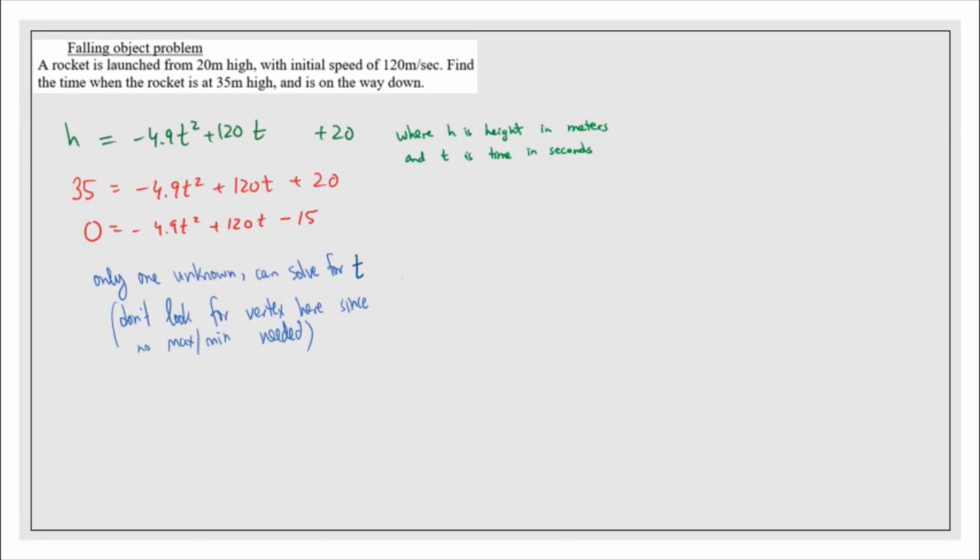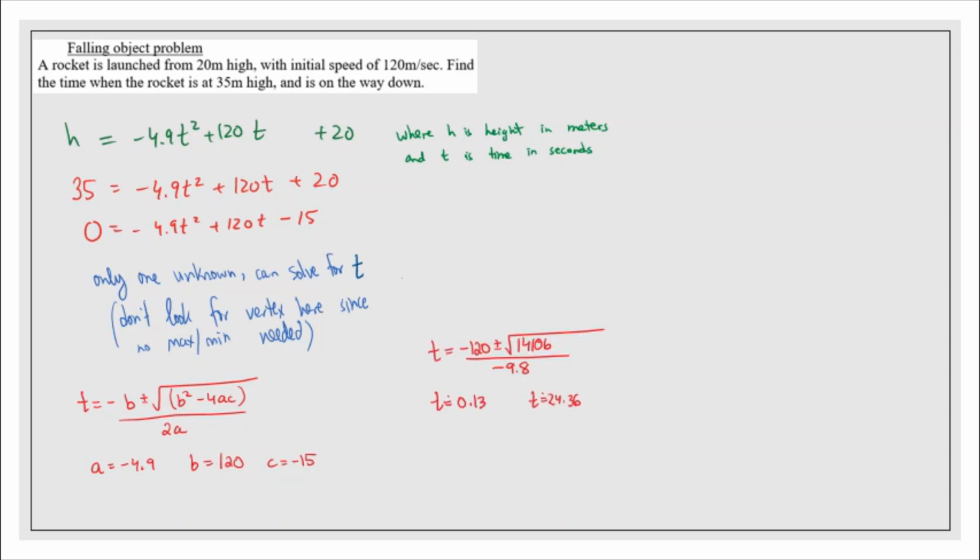You will not have to be completing the square to find the vertex here, because the question does not say find the maximum height of the rocket. So we're going to solve for this unknown t by using the quadratic formula. And you can see the values for a, b, c taken from the coefficients. As we plug the numbers into the quadratic formula, you get values for the x-intercepts, or I should say t-intercepts here, close to 0, and another one close to 24 seconds.